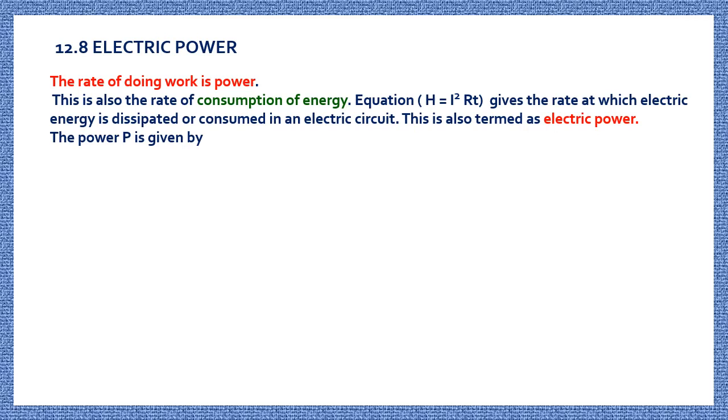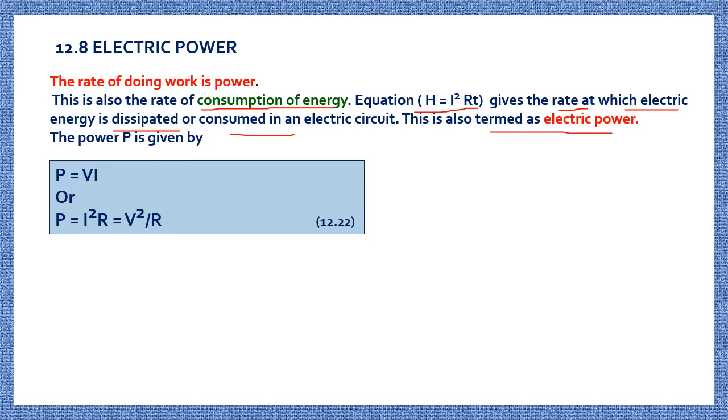The simple definition of electric power is rate of doing work is known as power. Okay, and here we can say that rate of consumption of electrical energy is electric power. If you remember, in previous session we have derived equation H is equal to I square RT. Actually, what is this? This also gives the rate at which electric energy is dissipated or consumed in any electric circuit. That is also termed as electric power. So power P can be given by P is equal to VI, or P is equal to I square R or V square upon R.